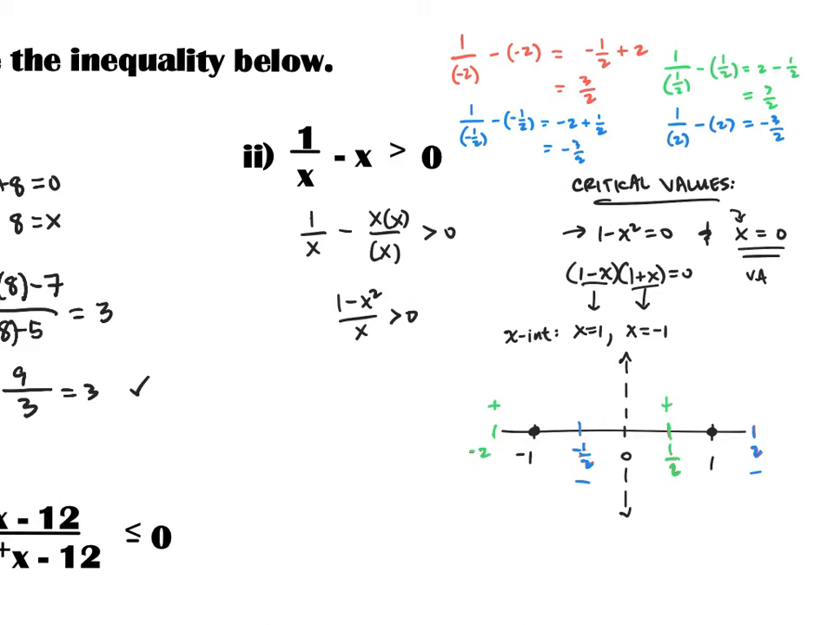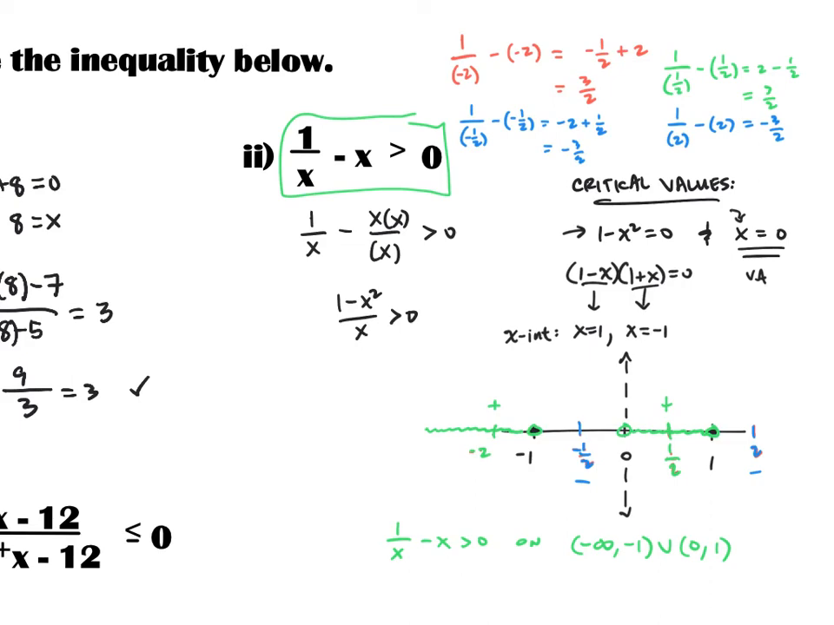But notice that for the graph, this inequality would be satisfied by the following inputs: any input that's less than negative 1, and any input that's between 0 and 1. So the solutions for 1 over x minus x greater than 0 are on the interval from negative infinity up to, but not including, negative 1, as well as from 0, not including 0, up to 1.